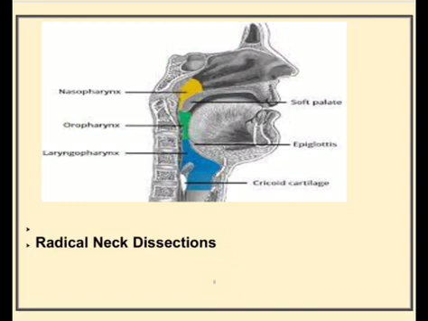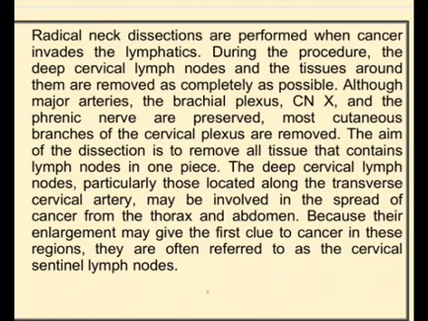So the enlargement of these deep cervical lymph nodes may give the first clue that there is cancer in the thoracic and the abdominal region. The deep cervical lymph nodes are called the cervical sentinel lymph nodes.